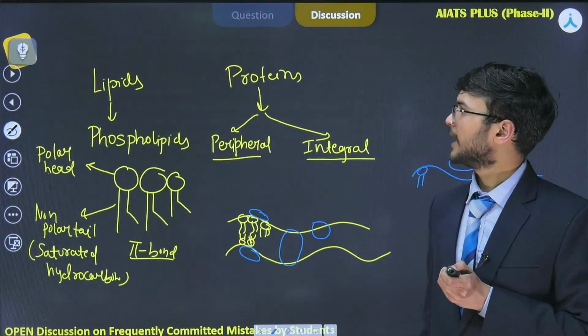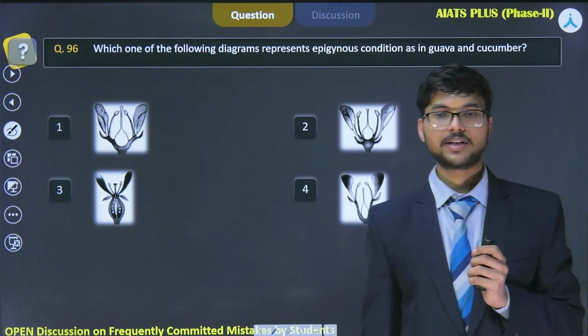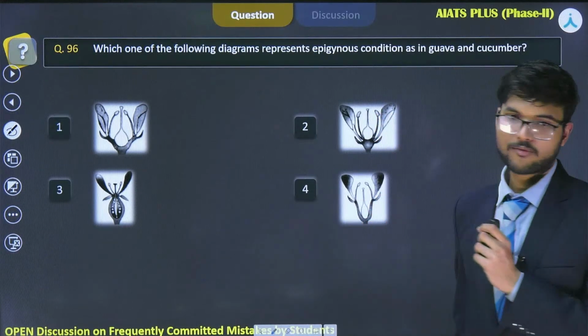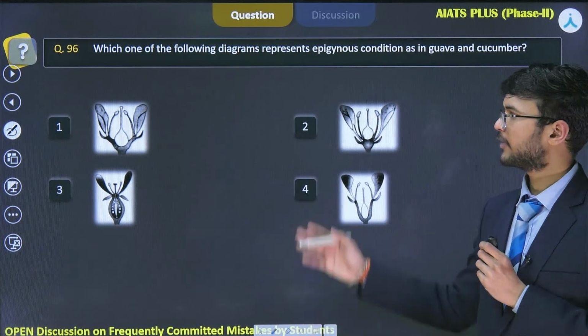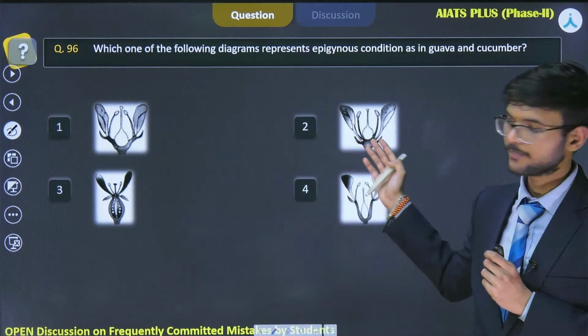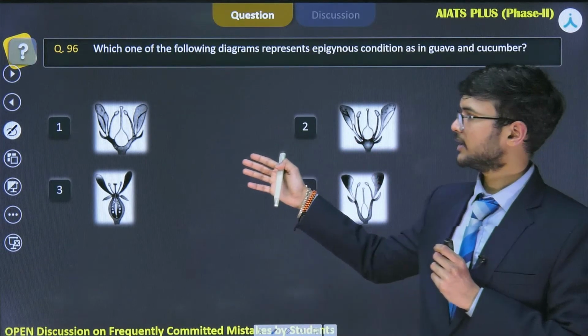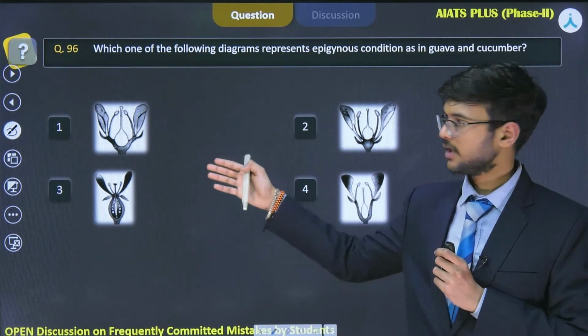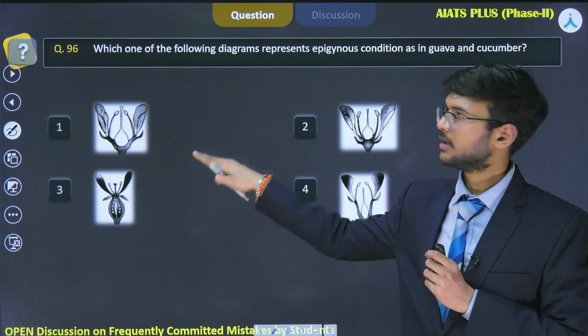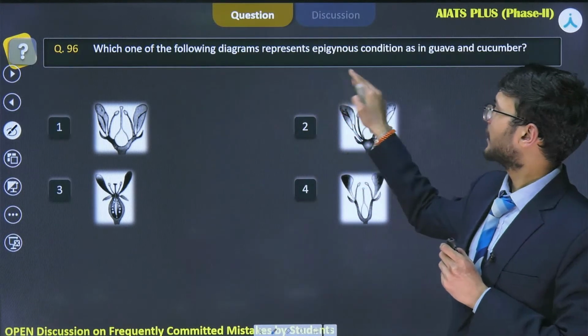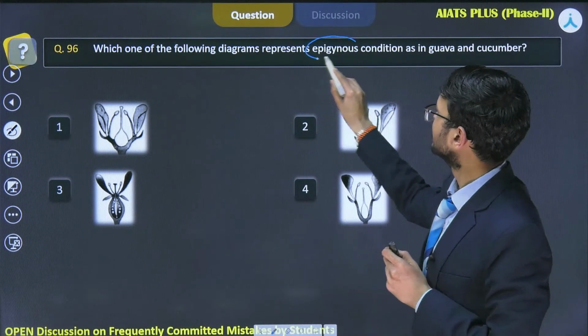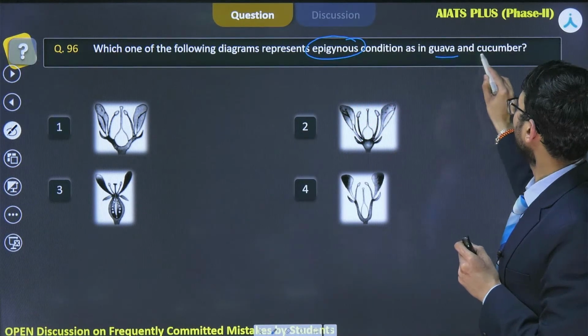Let's move to the next question. The next question is from Morphology of Flowering Plants. You are seeing different floral structures here, and each structure indicates a certain position of the ovary with respect to the thalamus. Which of the given diagrams represents the epigynous condition in guava and cucumber?